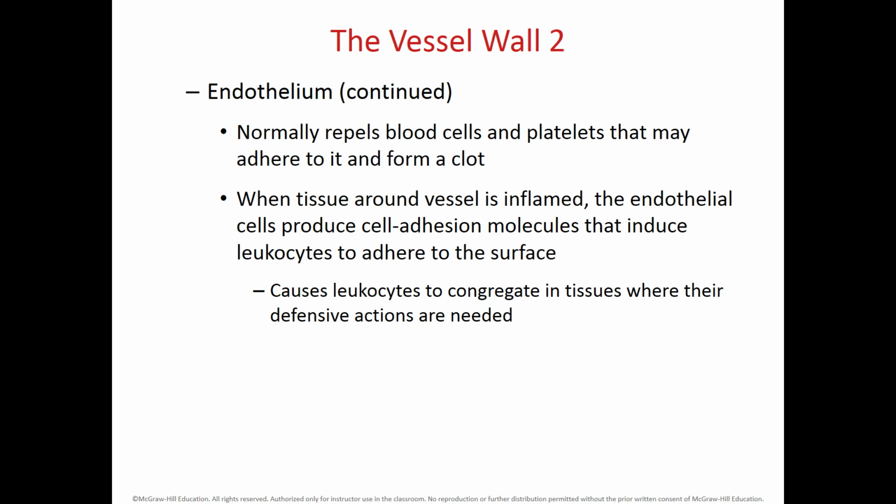The endothelium regularly will prevent the blood and the platelets from leaving the circulatory system, but it can also help these cells and the platelets to adhere to it when the endothelium is damaged, to form a blood clot to prevent bleeding. Now, you can have an inflammation around the blood vessels, and the endothelial cells will open up, and that will induce the leukocytes to migrate into the area where they are needed, in the area of inflammation.